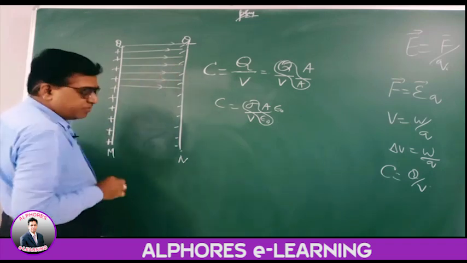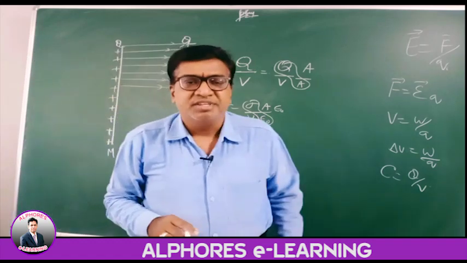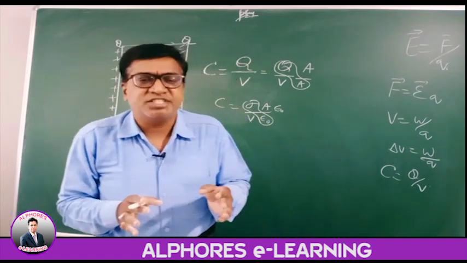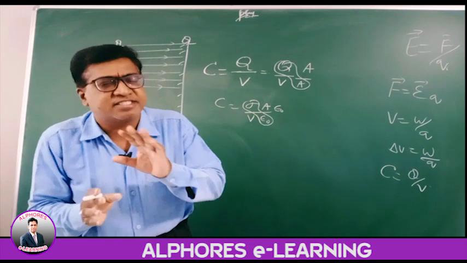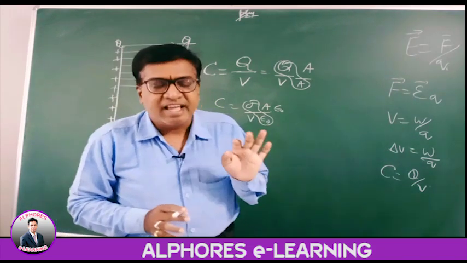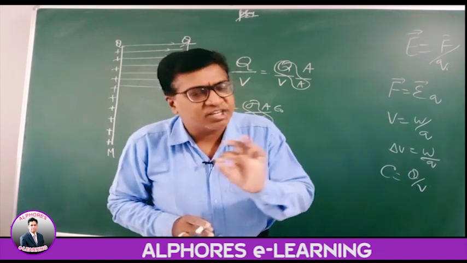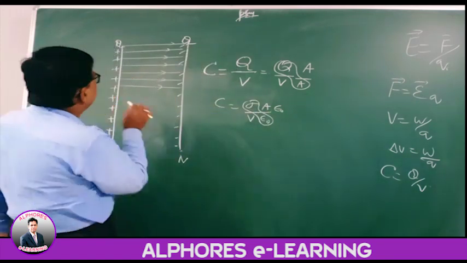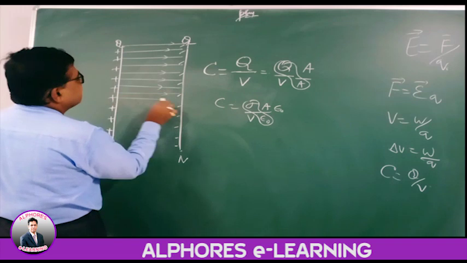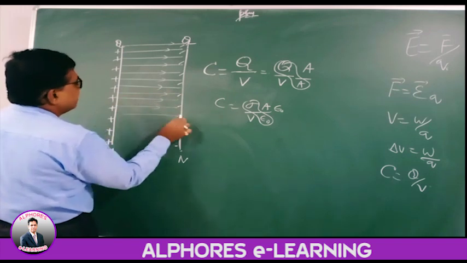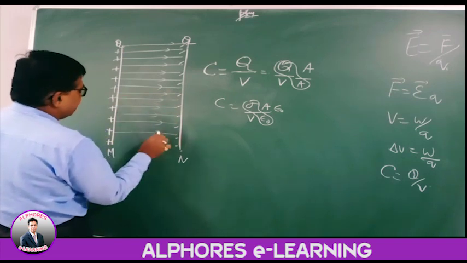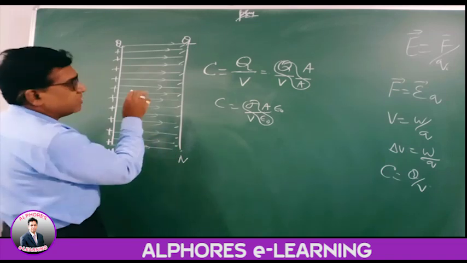You know, a uniform electric field is one in which the magnitude of the electric field is the same at all points, and the direction of the electric field is also the same. Magnitude is constant at all points and the direction is the same. So at any point the direction is the same, hence the lines of force are parallel like this. So a uniform electric field is set up.